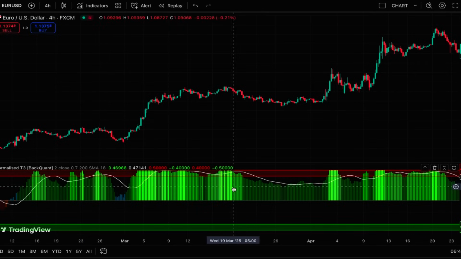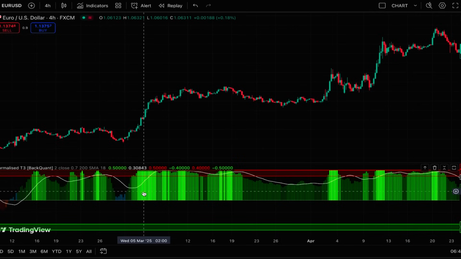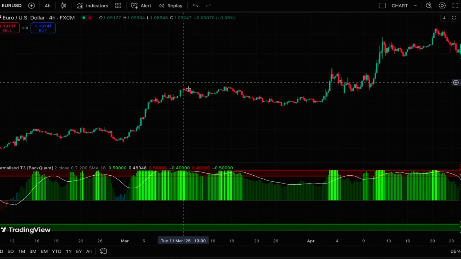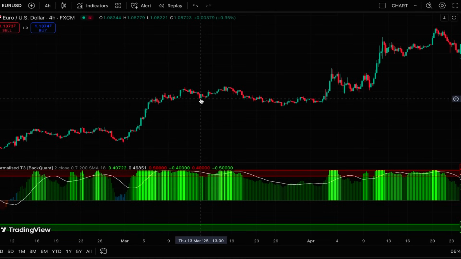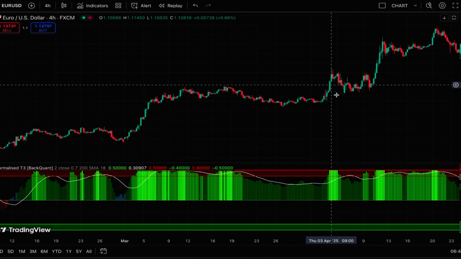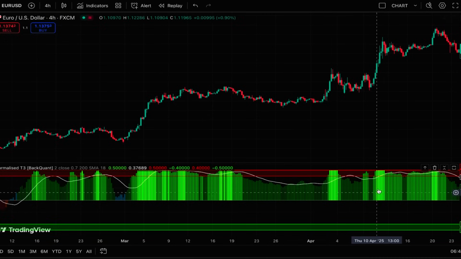The lighter the green color, the stronger is the upside momentum, and the darker it becomes, the weaker is the upside momentum. So during the pullbacks where the price is moving against the trend, we see a darker green, and in times that the price is advancing strongly, we see a lighter green.